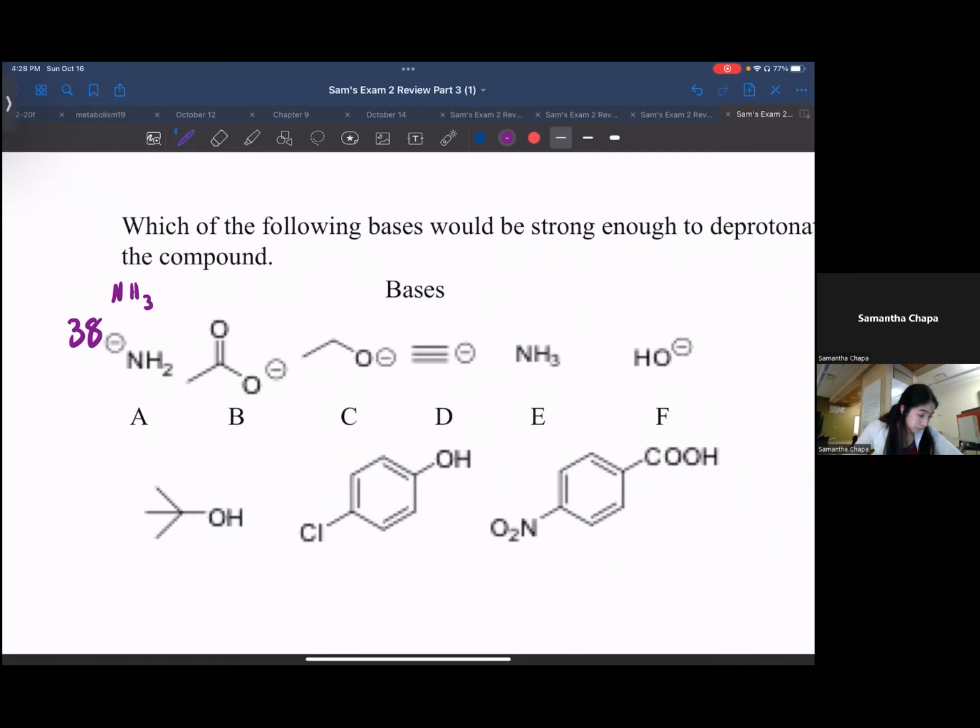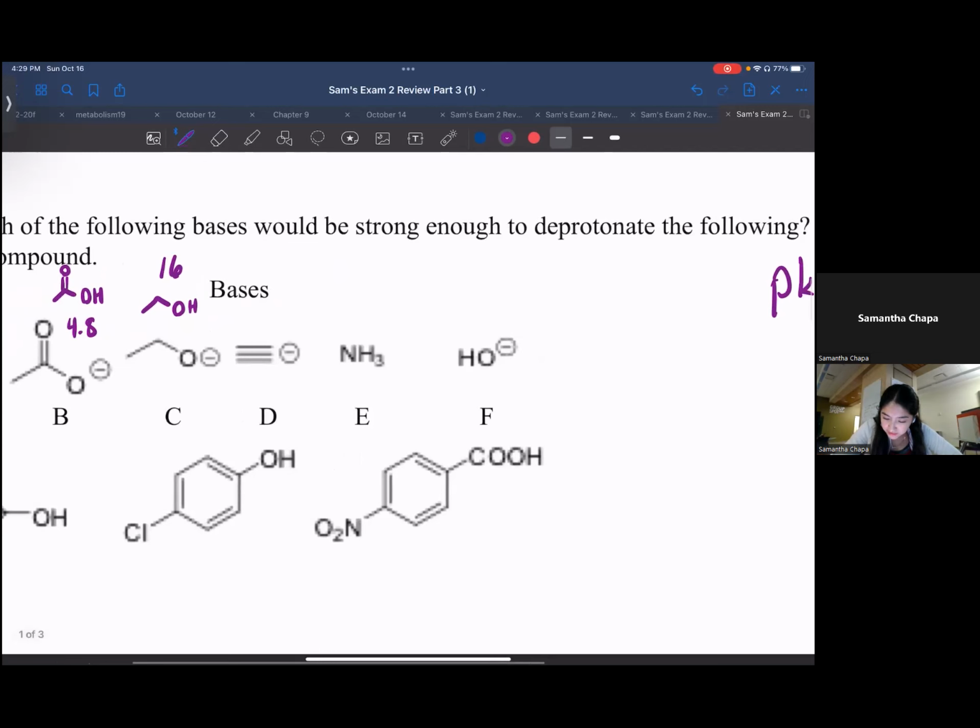Let me check myself. No, yeah, it should be 38. Yeah. And then the conjugate acid of acetate is acetic acid. The pKa of acetic acid is 4.8. Then we have the conjugate base of ethanol. I don't know, but it's ethanol, right? So the conjugate acid is ethanol. And the pKa of ethanol is going to be 16.